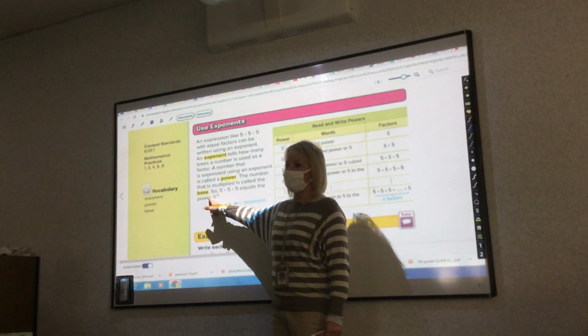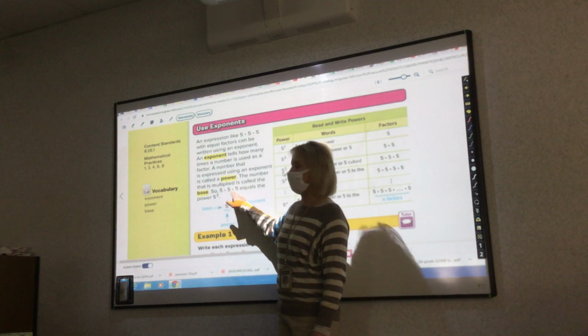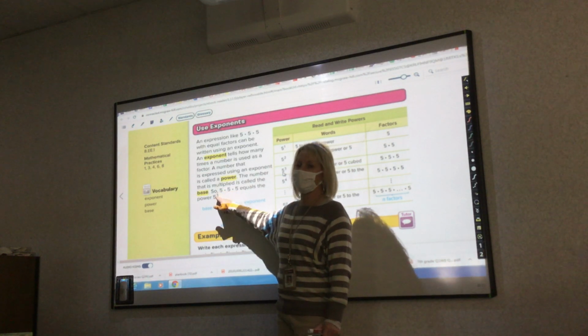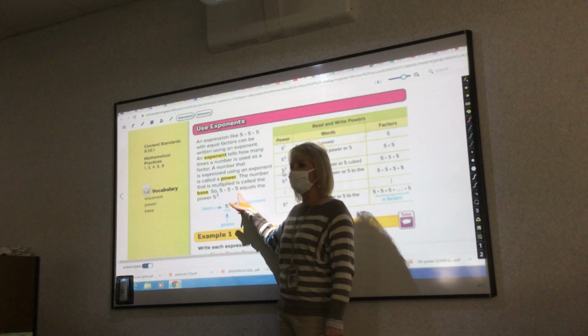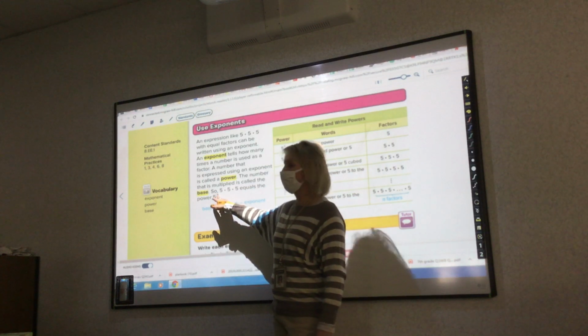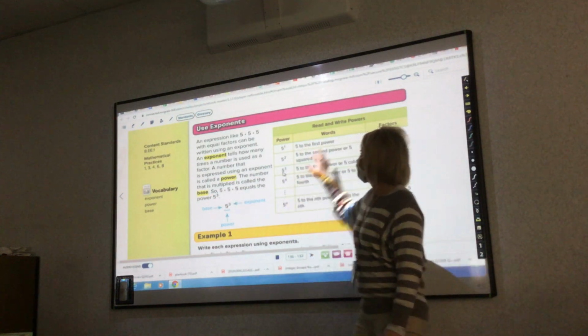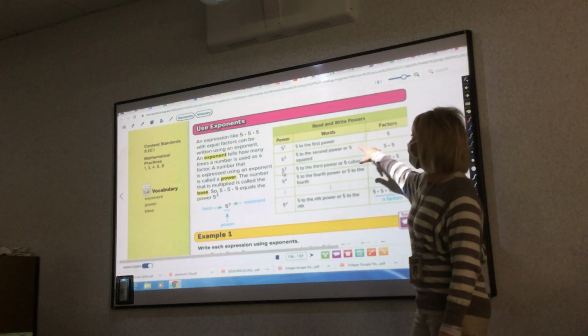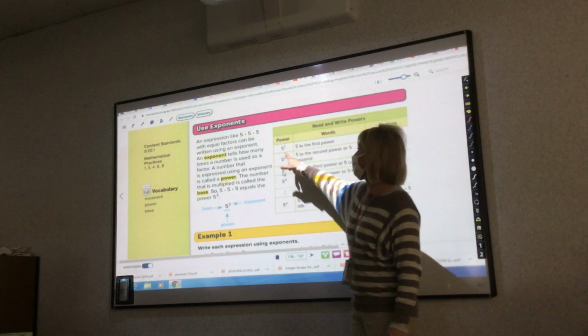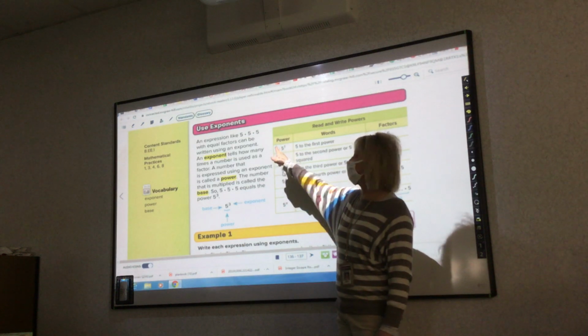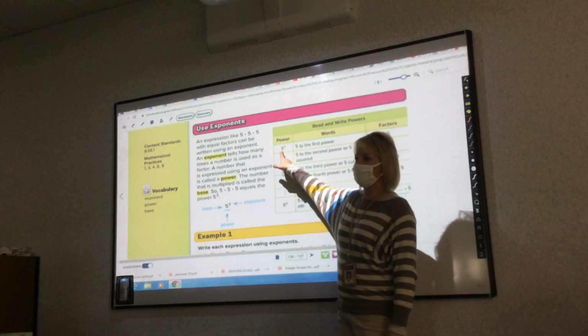You need to know the base. Your base number would be the 5, because I'm doing 5 times 5 times 5. Your exponent would be the 3. Know those terms, they will come up a lot. So you see here, 5 to the first power. Anything to the first power is always going to be the base, whatever the base is.